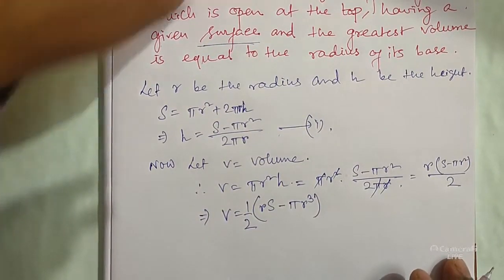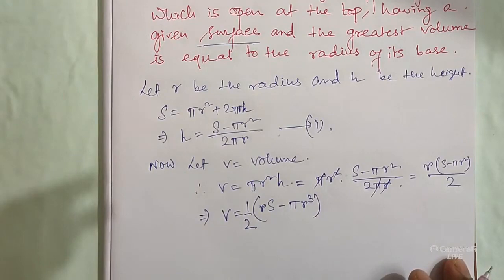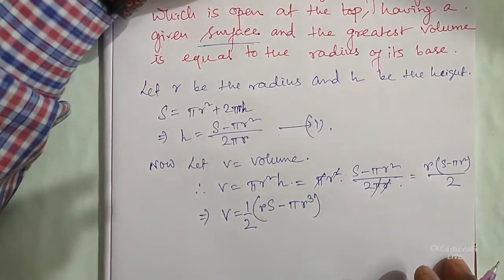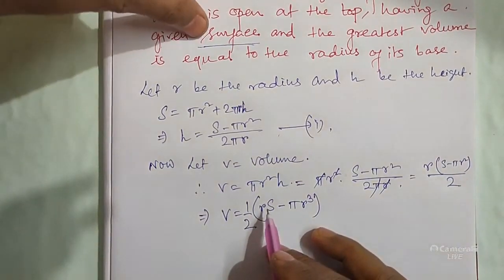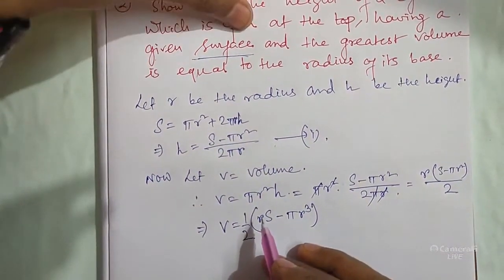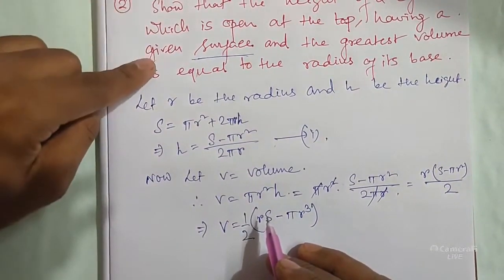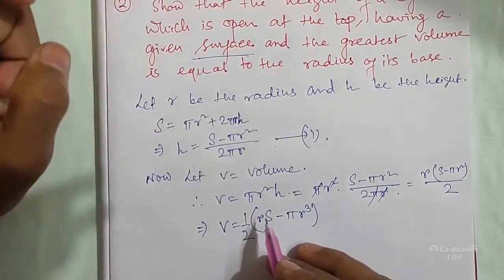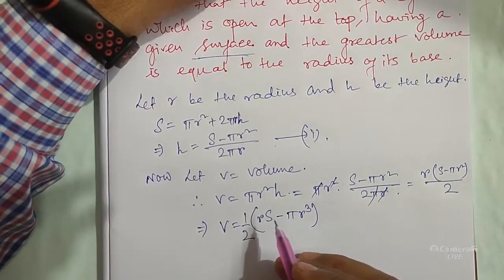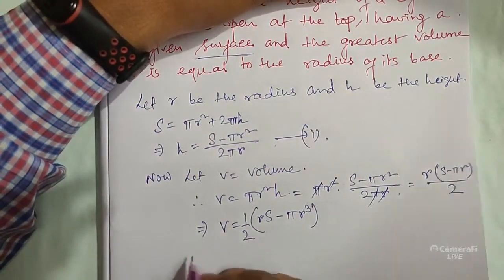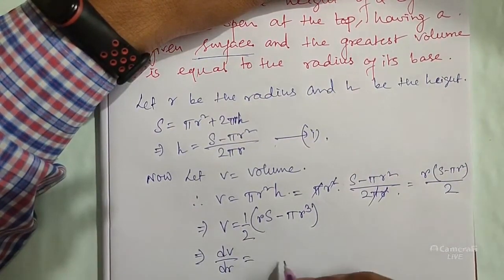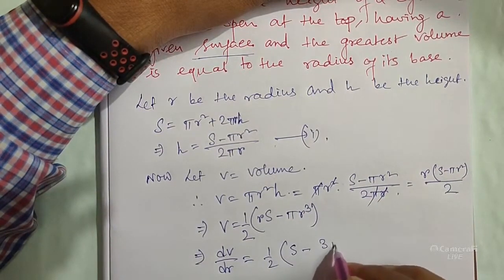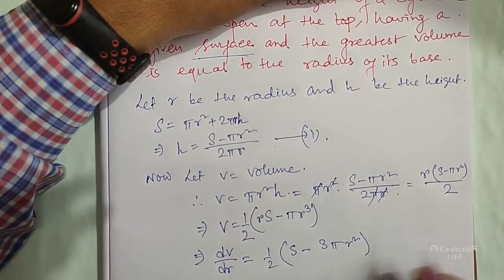and this we have to differentiate with respect to R, because R is the variable, S is constant. Why is S constant? Because in the question it is written that S is given. Whatever is written in the question as given, we will treat like a constant number, which implies dV by dr equals half into S minus 3 pi r square.